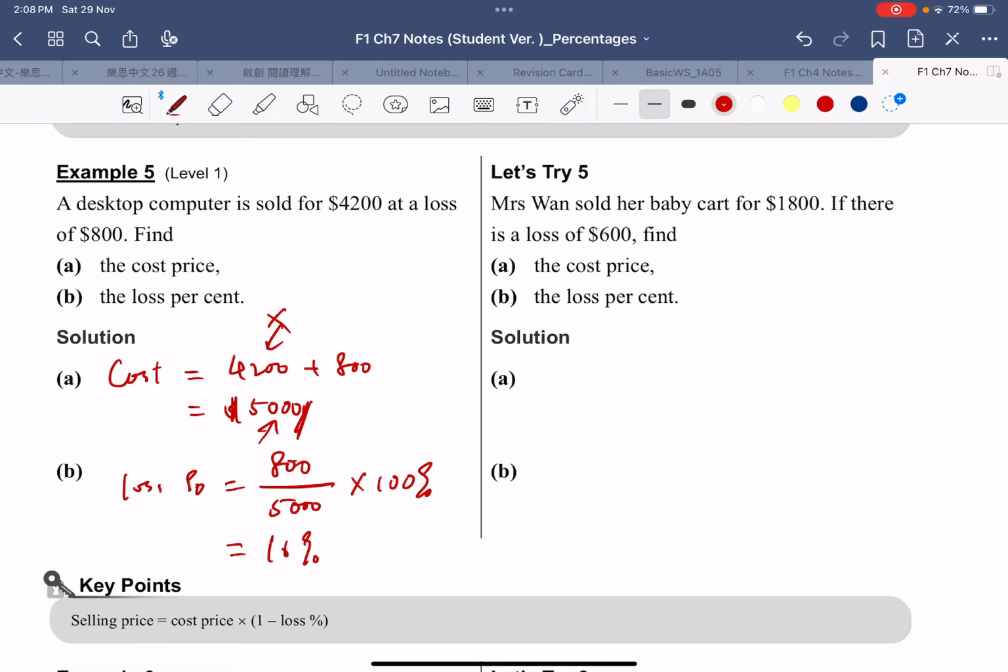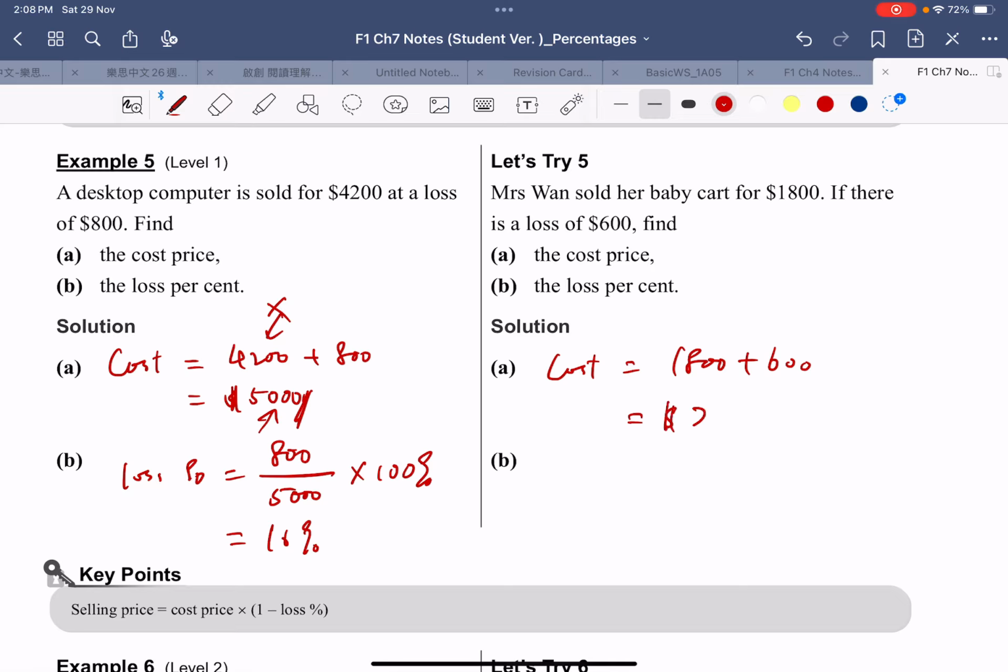Again, cost here will be 1800 plus 600, money sign 2400 for the cost, and the loss percent equals the loss divided by the cost times 100%, and then it will be 25% loss. Simple.